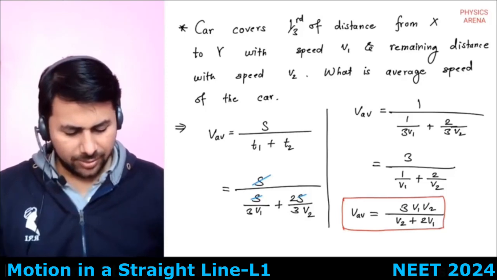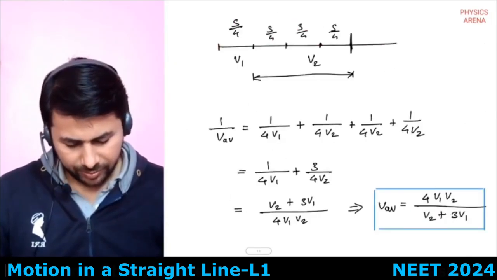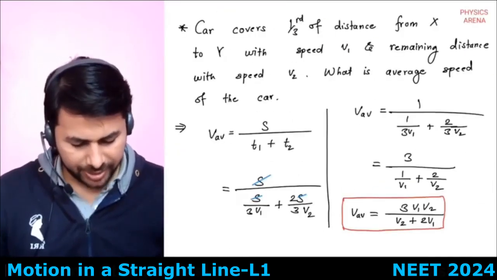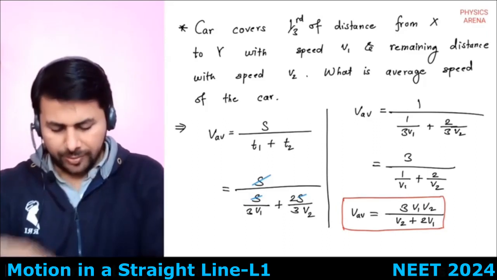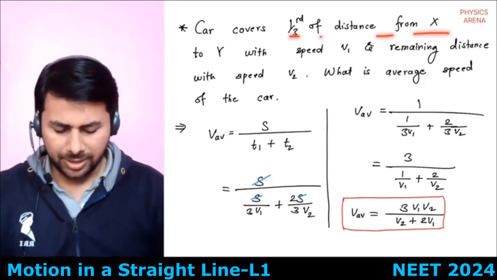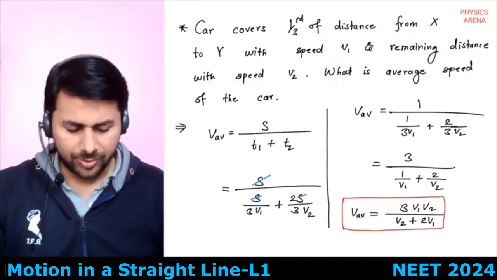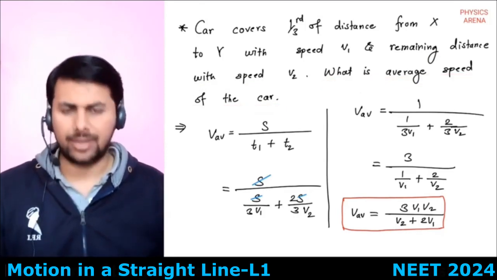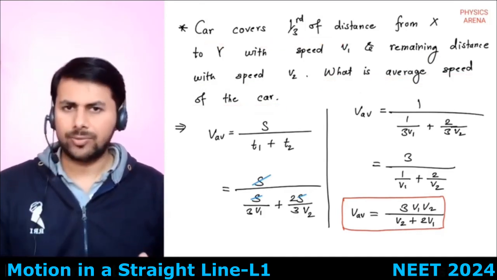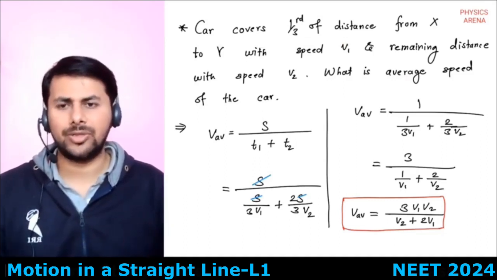Right. So now I just want to mention specific cases. I'm making a problem here itself. Suppose a car covers one third of the distance from x to y with speed v1 and the remaining distance with speed v2. What is the average speed of the car? This is my question. One third of the distance with speed v1 and remaining distance with speed v2.